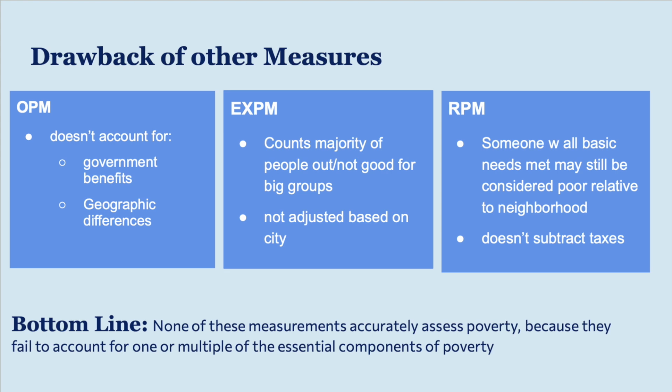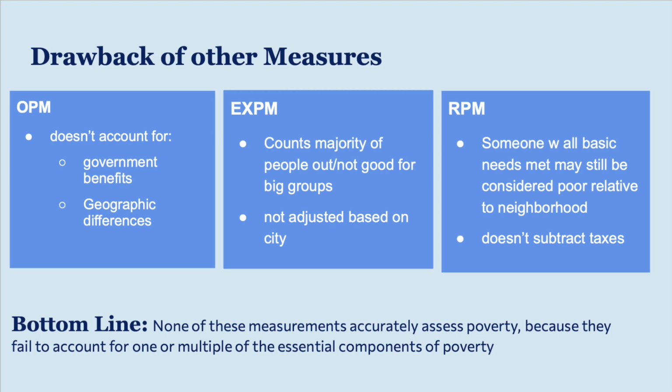It only captures people in the most dire of situations. This counts people out and makes it ineffective in more developed countries where only small minorities live in extreme poverty. Like the OPM, the EXPM is not adjusted based on the geographic area either. Different cities and countries each have different costs and standards of living, meaning a generalized threshold is hard to apply.